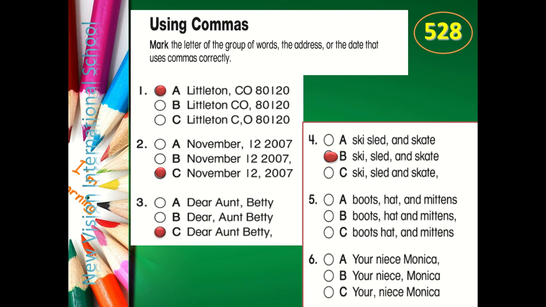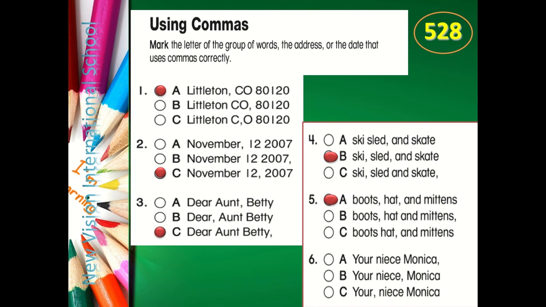So we have 3 things again to separate. What is the correct answer? Choose your answer first, then we will check. We have boots, hat, and mittens. Okay, so let us check your answer. The answer is letter A. Look, we have boots, comma, hat, comma, and mittens.